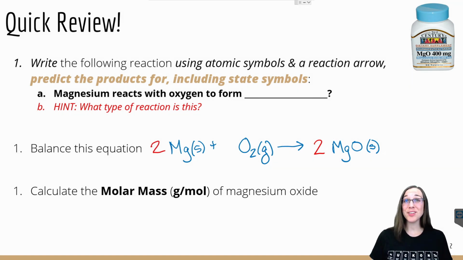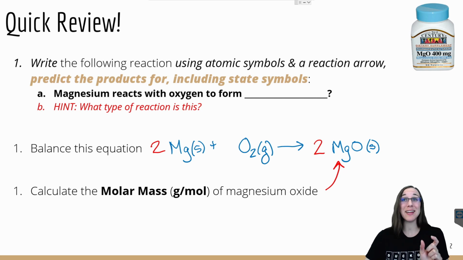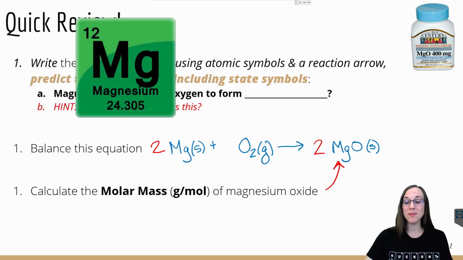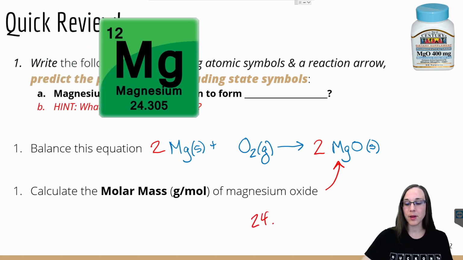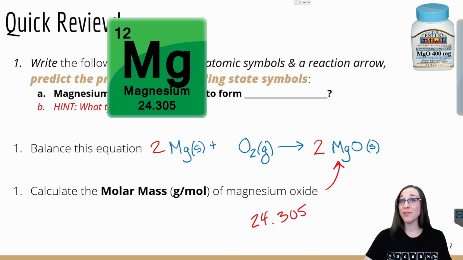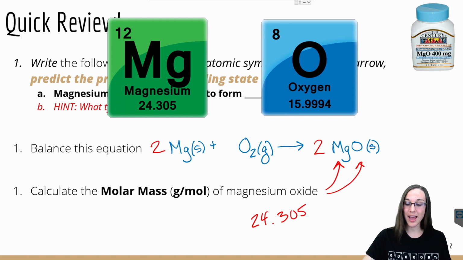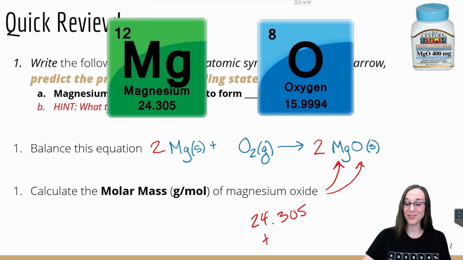Now, in order to calculate the molar mass of magnesium oxide, our product, we need to look at our periodic table in order to add up the separate masses of magnesium and oxygen together. If you're looking at your periodic table, you'll see the small number underneath magnesium is 24.305. And the value below the oxygen is 16. So we need to add 24.305 plus 16.